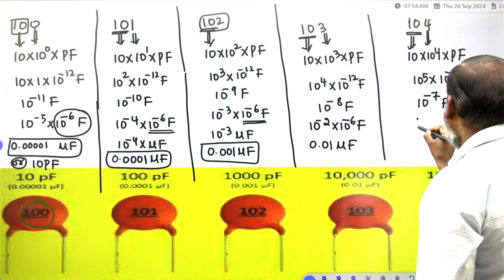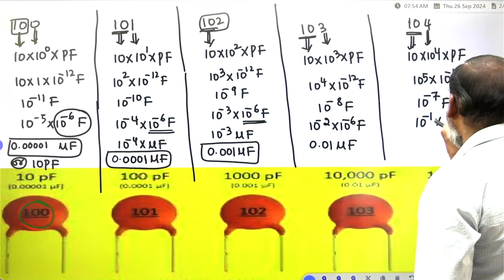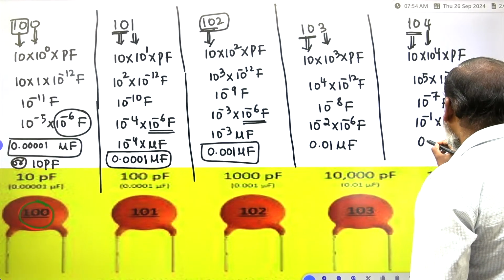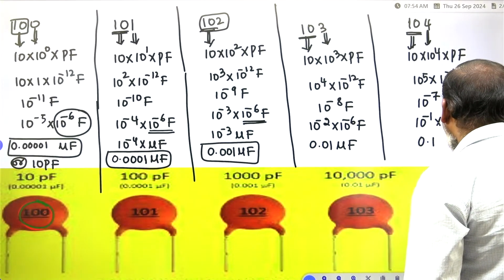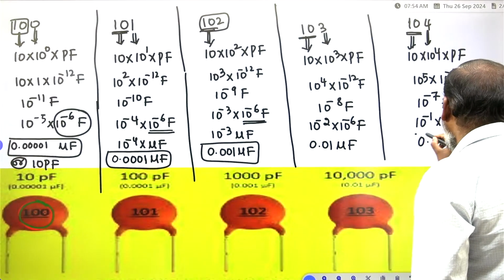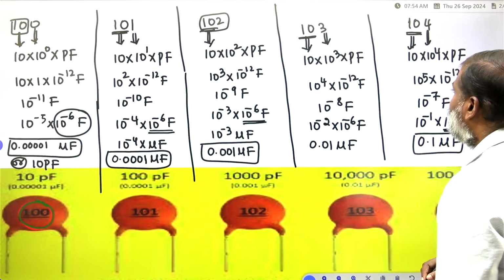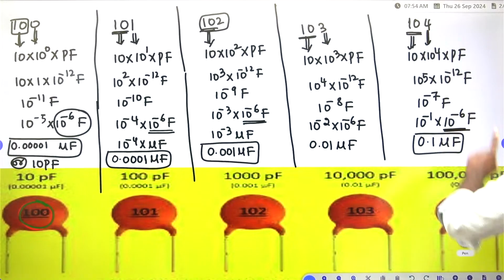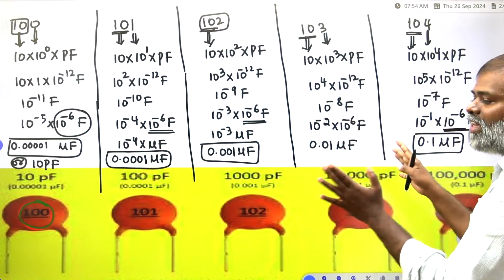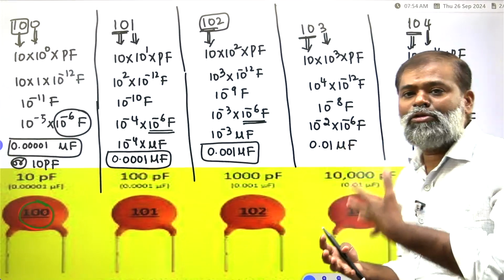10 to the power of minus 7 is equal to, we are rearranging, 10 to the power of minus 1 into 10 to the power of minus 6 farads. 10 to the power of minus 1 means 0.1. 10 to the power of minus 6, that is a microfarad. Which farad it is? Microfarad. If it is 104 capacitor, what is that microfarad? 0.1 microfarad. Clear?